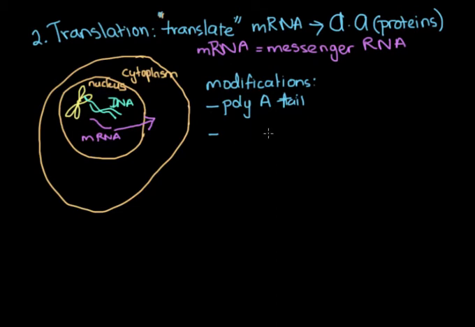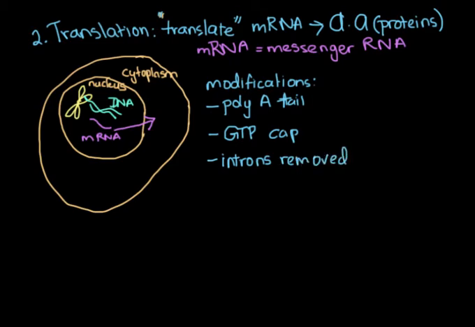On the other side you get a GTP cap, a GTP being similar to ATP but not quite. It has subtle differences. And then one that we should be familiar with is that the introns of the mRNA are removed.